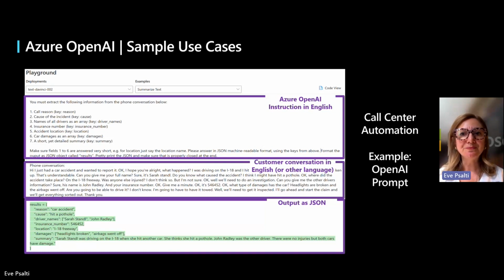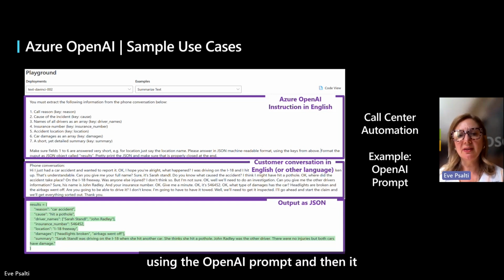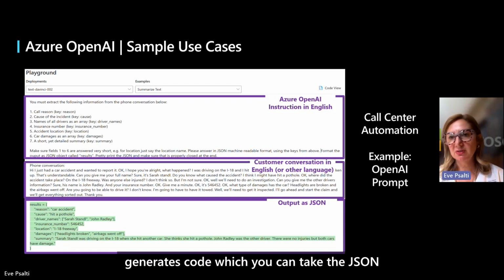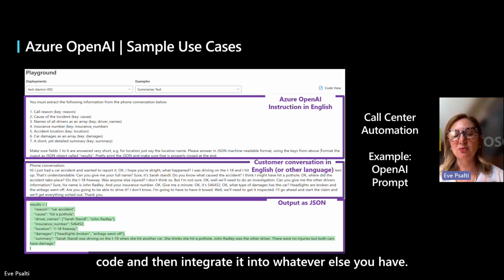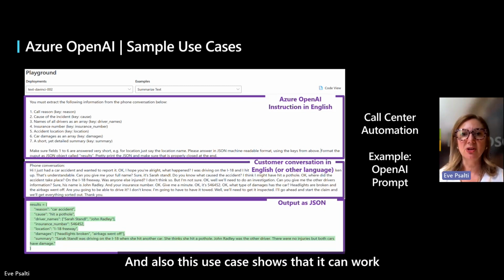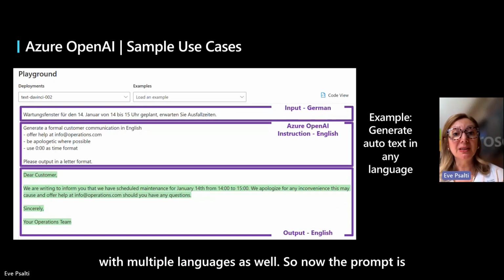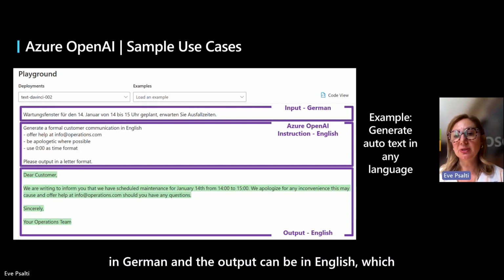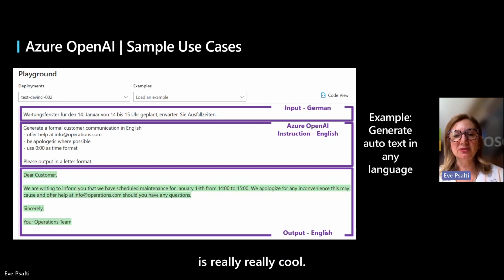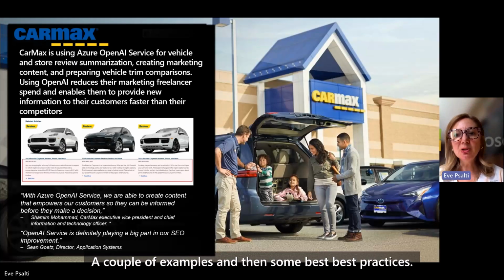The other case is an example where we're using the OpenAI prompt, and then it generates code, which you can take, the JSON code, and then integrate it into whatever else you have. This use case also shows that it can work with multiple languages as well. So now the prompt is in German and the output can be in English, which is really, really cool. A couple of examples and then some best practices.